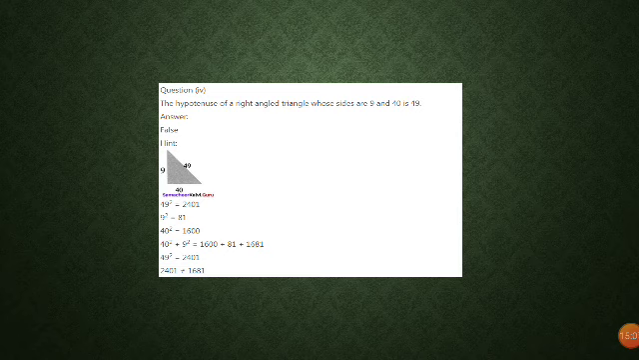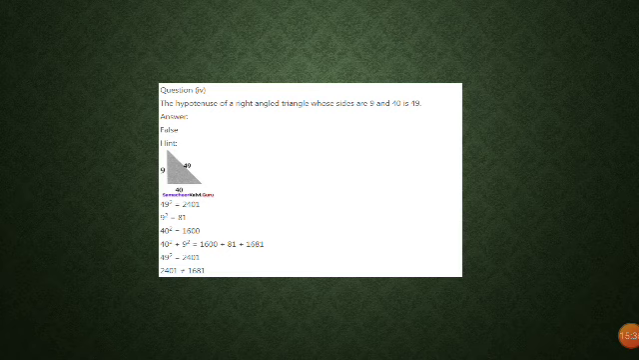The hypotenuse of a right angle triangle whose sides are 9 and 40 is 49. It is false. Left hand side and right hand side are equal, only then it is true. Here left hand side and right hand side are not equal, so it does not satisfy the Pythagoras theorem.